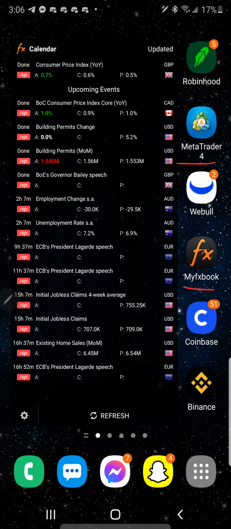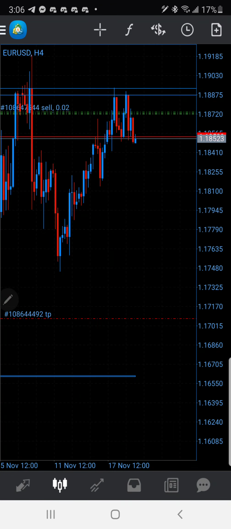So MyFXBook is an economic calendar. So it's going to pretty much show you all the big political events going on around the world that influence our currency's value against another. To make it short, I'll show you MyFXBook after I show you MetaTrader.